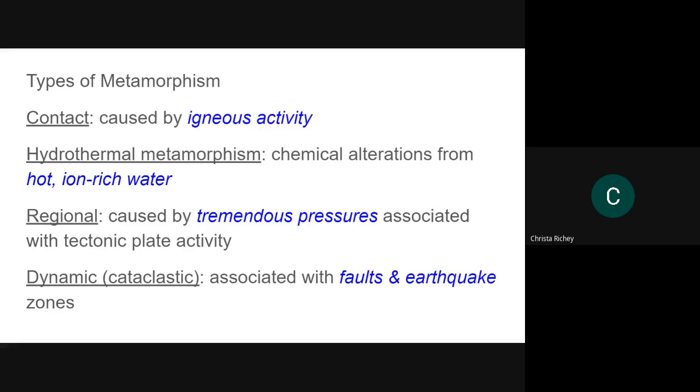Regional has to do with pressure as the rocks are being pushed down in the earth, and it's associated with tectonics and causes all different kinds of stress. And then dynamic deals with earthquakes. The fancy term for that is cataclastic.